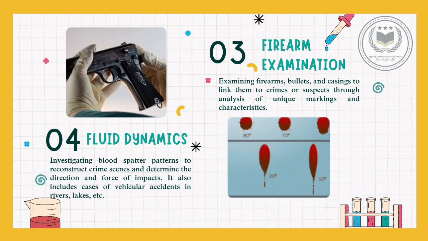The next branch is firearm examination or ballistics, where the ballistic experts obtain, examine, compare, and analyze the various unique markings present on the firearms, bullets, or casings to link them to the suspects. Interesting, isn't it? Moving further, we have fluid dynamics, in which the specialized blood spatter analyst investigates the blood spatter patterns to determine their direction and cause, eventually helping them to reconstruct the crime scene. This department also includes the investigation of vehicular accidents that happened in water bodies.